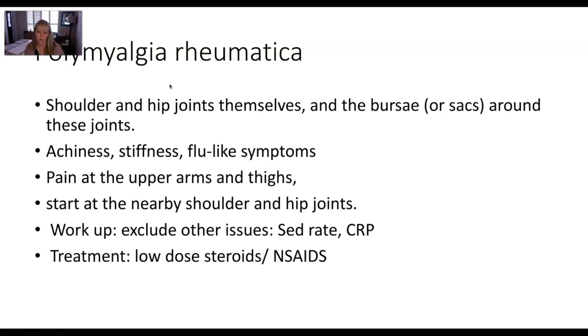You could get a SED rate and CRP to help exclude osteoarthritis, because if your SED rate and CRP are up, that tells me I'm leaning more towards an inflammatory thing, which is what PMR is. They can take NSAIDs, low-dose steroids. It's good to do them in short bursts because you don't want them on it for a long time.